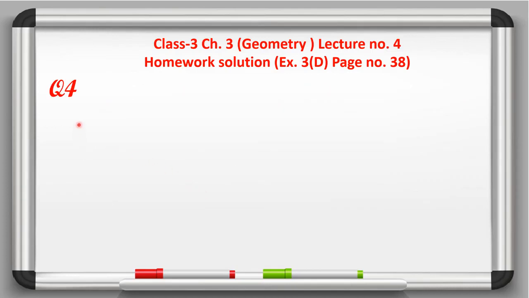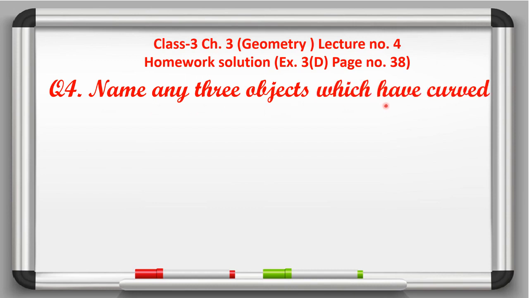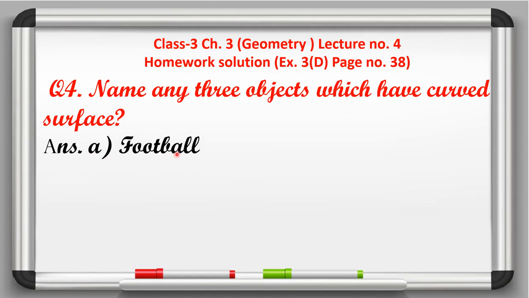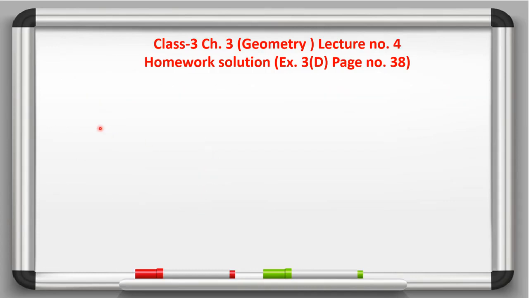Okay, now question number 4. It is given name any 3 objects which have curved surface. Now we have to write the name of those objects which have only curved surface. So here we will write in A part, that is football, in B part marbles, and in C part bulb. Okay, so the surfaces of all of these are what, beta? Curved surfaces.